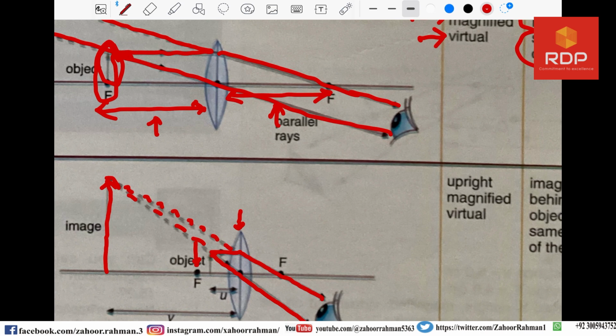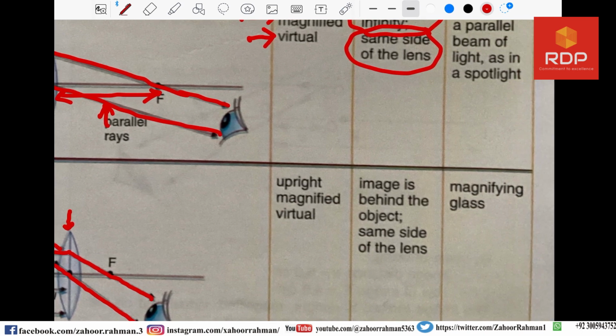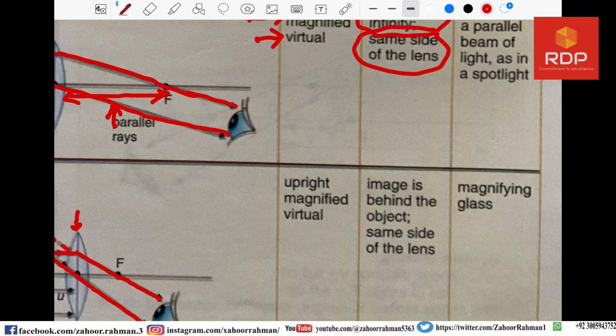Now in this case you can see that the image is upright, the image is magnified, and the image is virtual as well. These are the three characteristics of this type of scenario. And here the image is behind the object, on the same side of the lens as you saw it. And this type of situation is used in a magnifying glass.